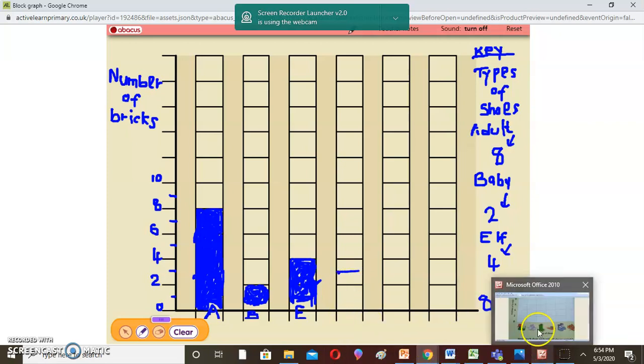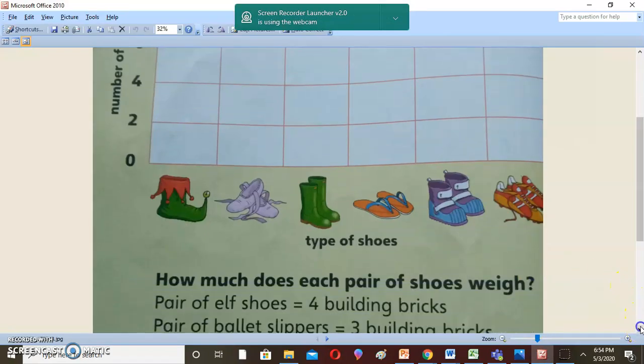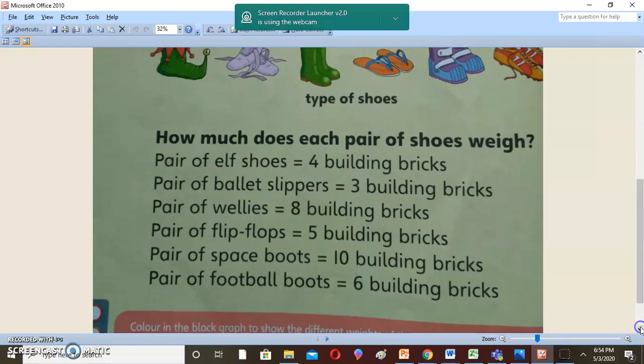So now can you try this exercise on your own, and then take a photo of your work and send it on Class Dojo. Make sure that you answer all these questions the way you're seeing them. A pair of shoes represents 4 building bricks. A pair of ballet slippers, 3 building bricks. Then a pair of wellies, 8. And then flip-flop is 5. Then a pair of space boots is 10. And then the last one, which is the football boots, is 6. So can you try this, and then send your work on Class Dojo.